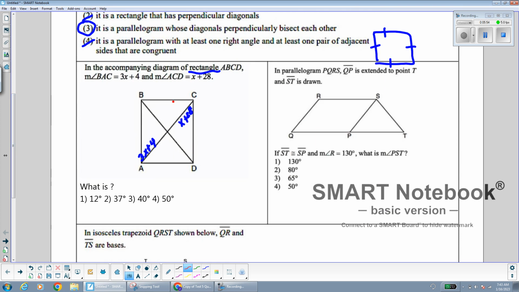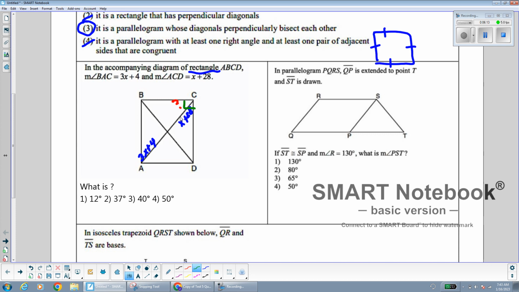For this angle right here, well, I know that a rectangle has 90-degree angles. So I know that altogether this angle needs to make 90 degrees. I can find what this piece is, then I can subtract from 90 and get the one I'm looking for. The thing is, I have to first find x.